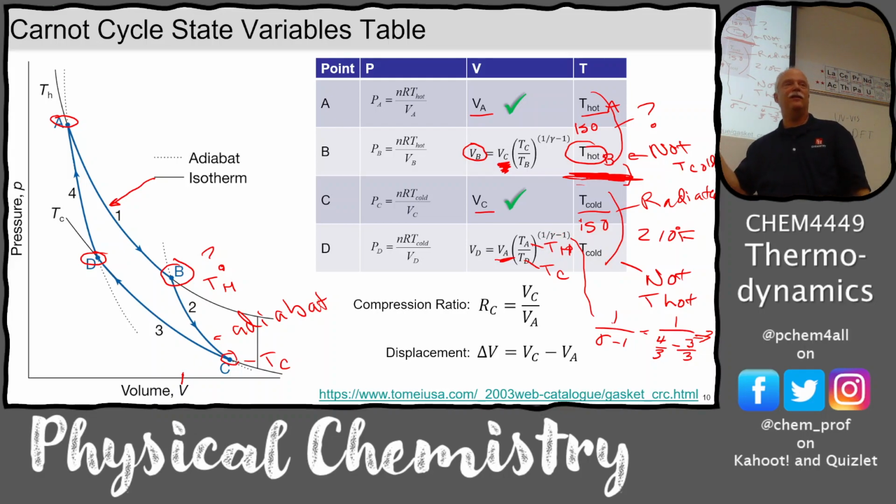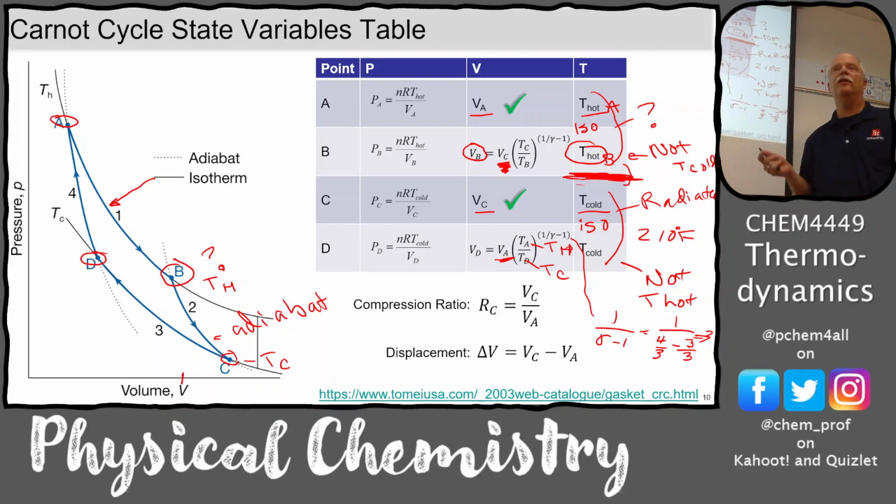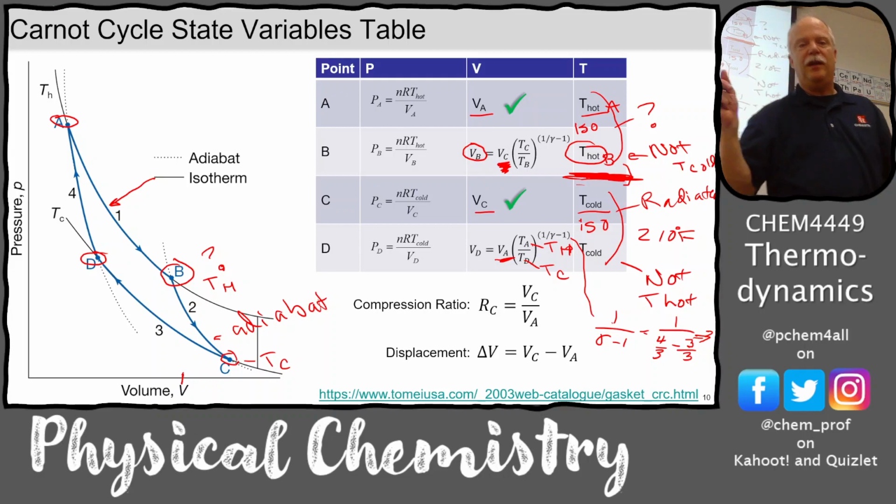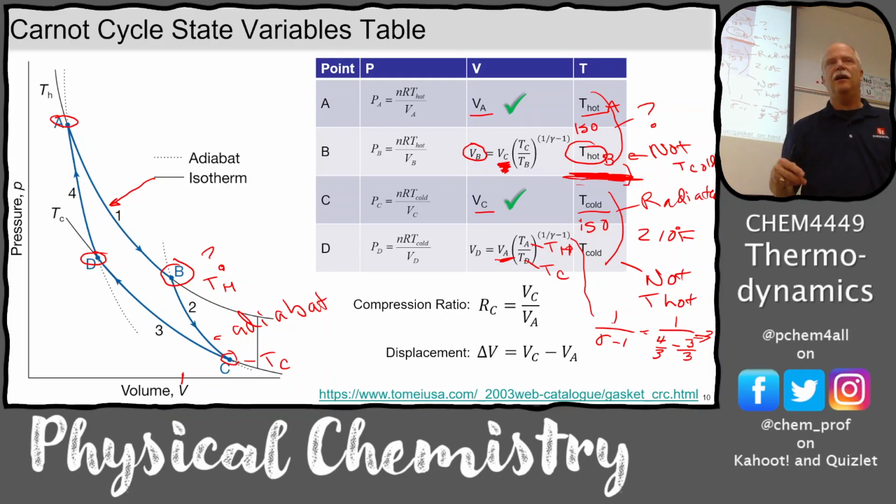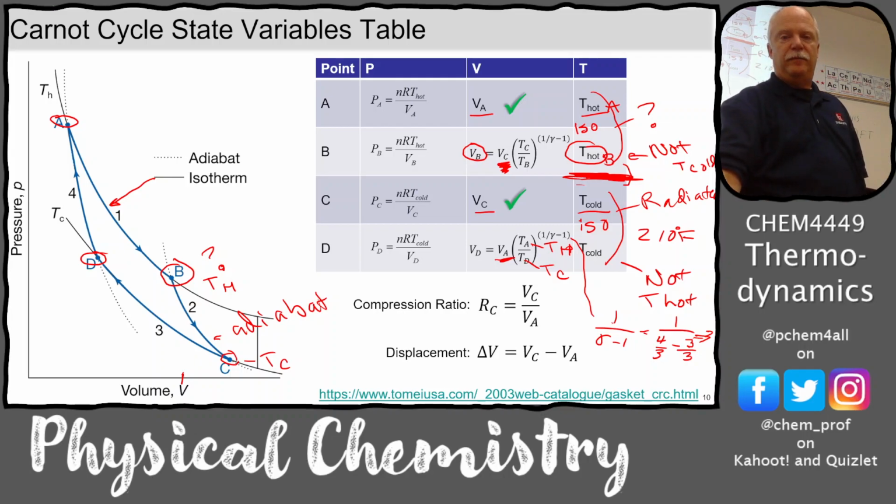Now, if you're dealing with a linear molecule like CO2, then you're going to have a different gamma and so on. So that's why we leave it as 1 over gamma minus 1, because it depends on the gas that you're using. But it would be a lot easier to just go ahead and calculate that as 3 than as some fractional number, I guess.